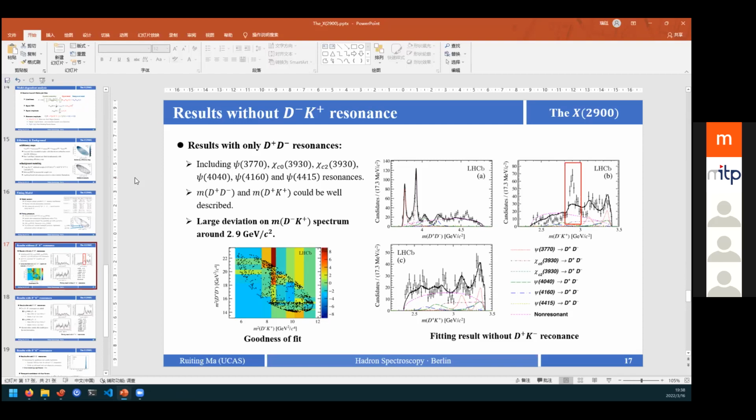And also, can you point out which line in the upper left figure corresponds to 3930 with scalar quantum numbers? How much of this very high peak comes from the scalar? How much comes from the tensor? Oh, well, maybe I need to check the papers for the fractions of the two. Yeah, it's not clear from this small figure.